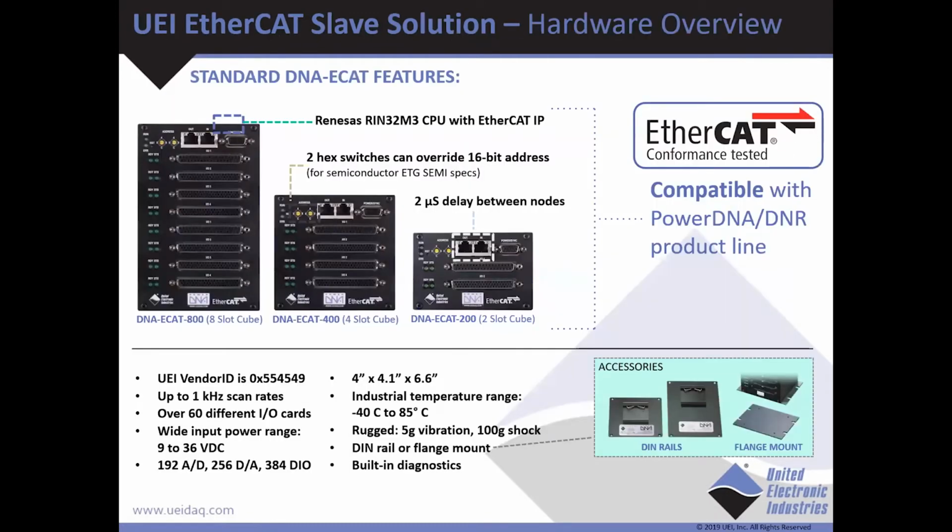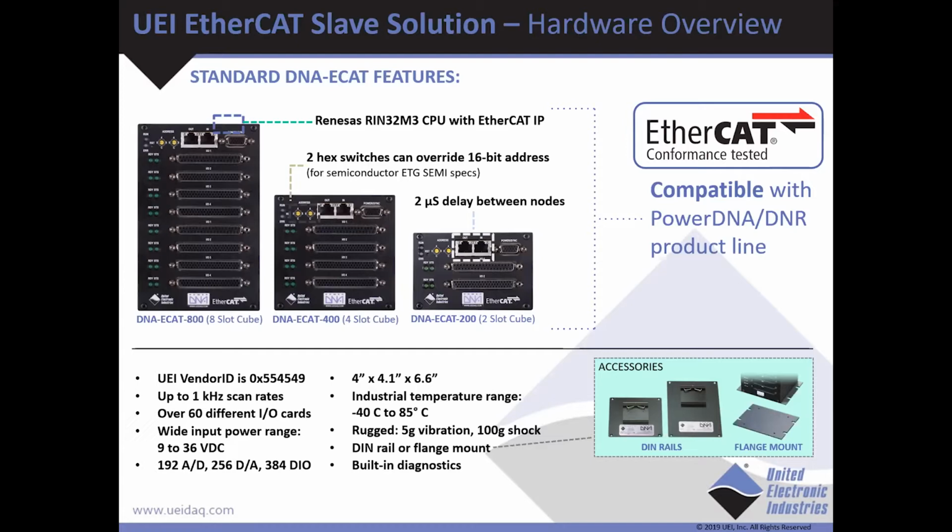We have a wide variety of EtherCAT options. All our I/O devices are compatible as EtherCAT slave devices. We have our DNA ECAT series of devices, which is our EtherCAT slave device. It's compatible with both our PowerDNA and DNR product lines. The picture here shows the Cube chassis, but it is also compatible across our rack chassis as well.